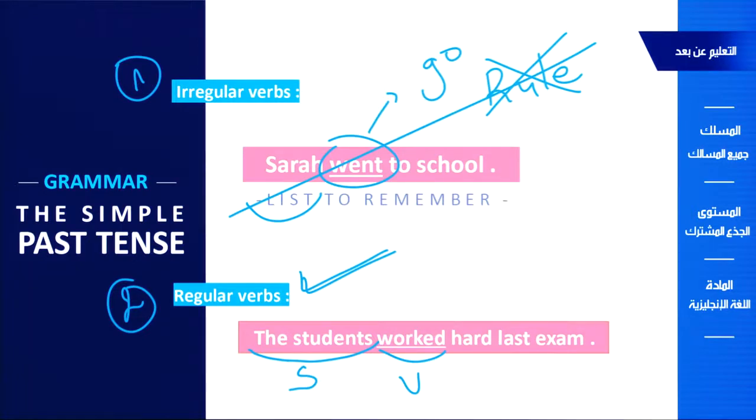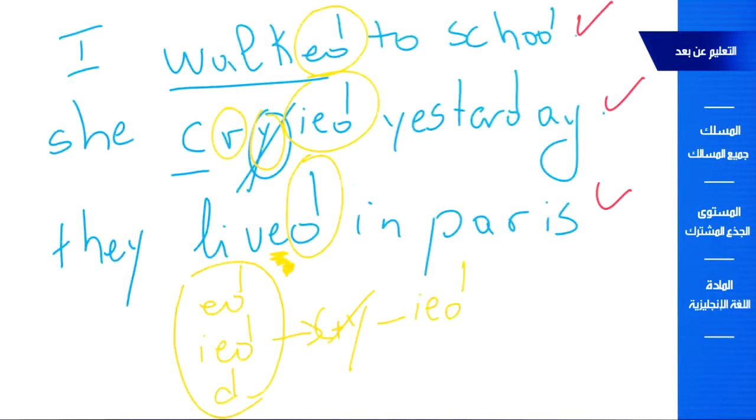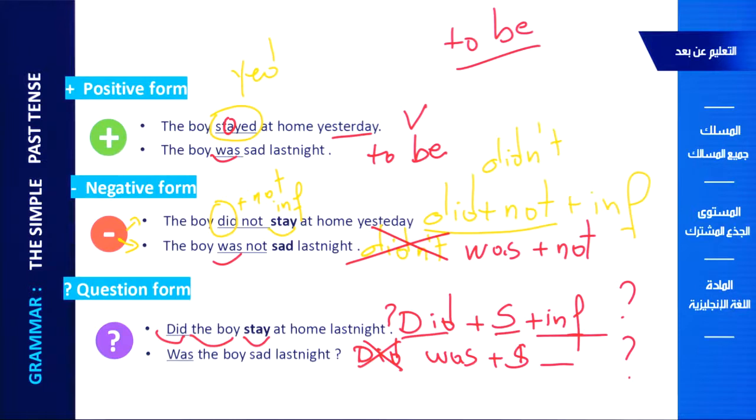So let's go back and see what we have here. As I told you, dear students, we are working on the simple past of regular verbs today. We have seen how to form regular verbs: subject plus verb plus d, ed, or ied, and we have some examples of verbs used with ed, ied, or just d. On this slide, we have the three forms in the simple past, with a verb, which is stay, and the verb to be, because the verb to be is an exception. What is the exception? It doesn't take did not, and it doesn't take did for the question form.